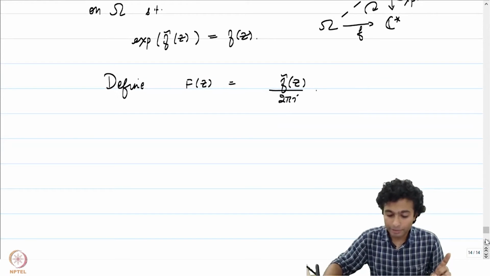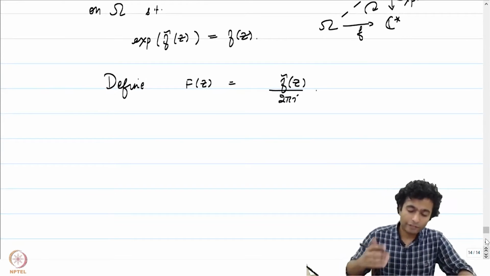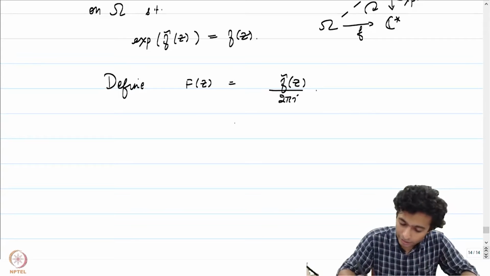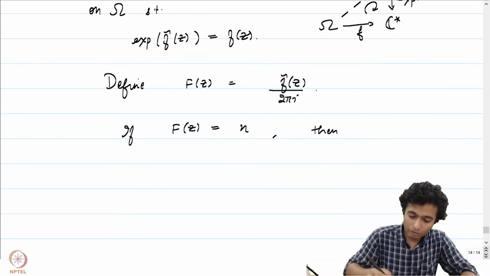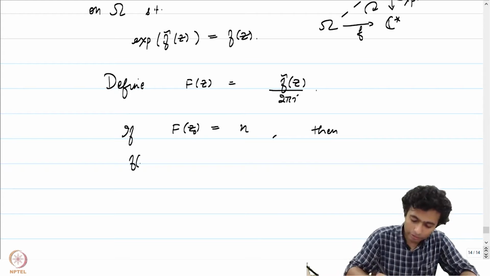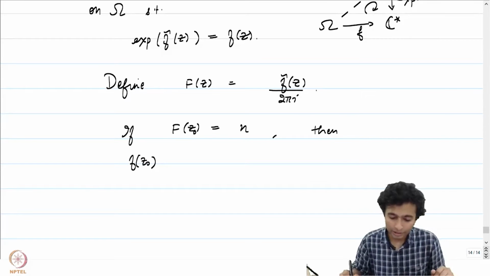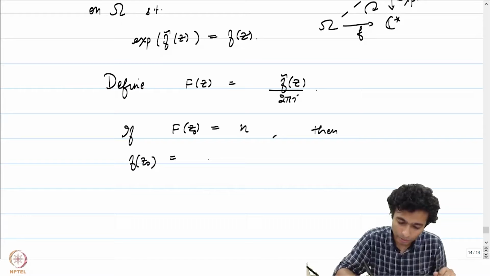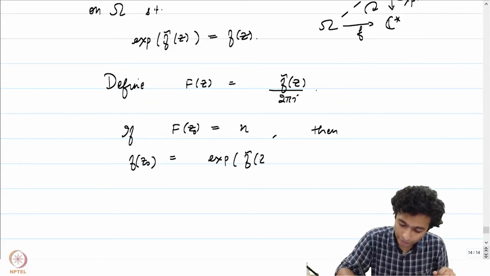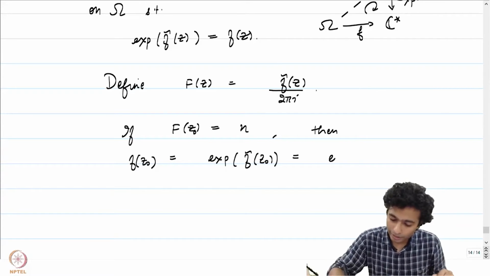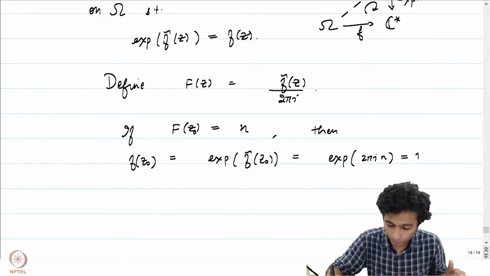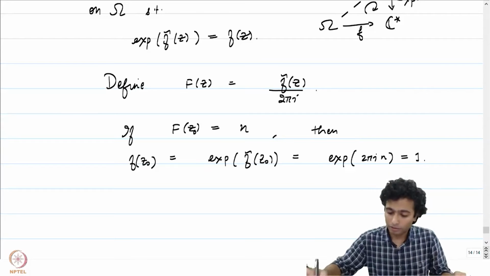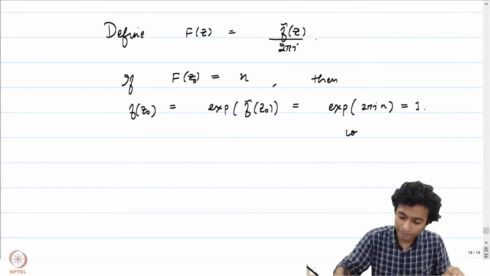The reason why this capital F is being defined in such a manner is because if capital F takes integer values, so notice that if capital F of z is equal to n, then what do we have about f of, say, z naught? Suppose z naught is a point so that capital F of z naught is n, then f of z naught is going to be equal to exp of f tilde of z naught, which is going to be equal to the exp of 2 pi i n for some integer n, which is equal to 1. But notice that f omits the value 1. So this cannot happen, which is a contradiction.